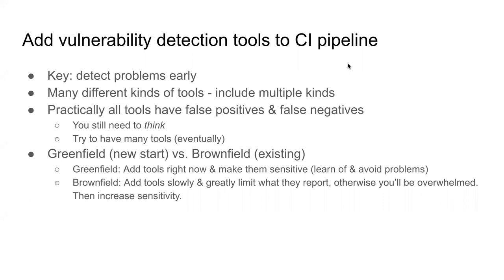False negatives are a problem, of course, because the tools aren't going to find everything, which means you still need to know how to develop secure software. You still need to apply those design principles. Again, try to have many tools.